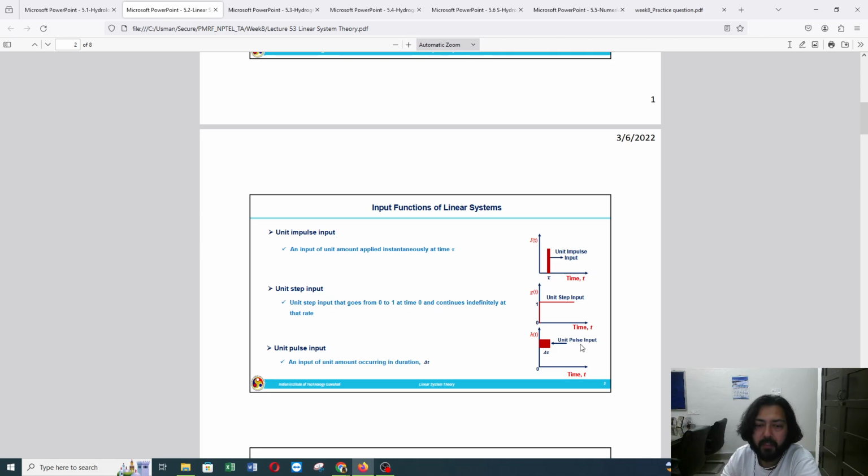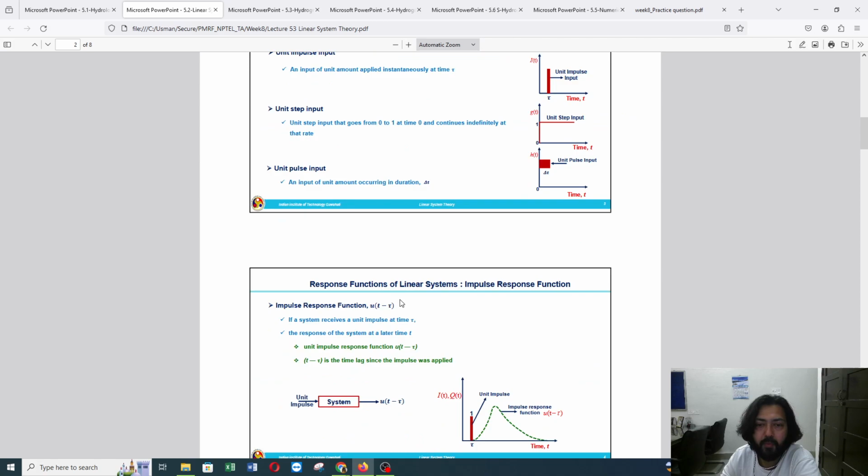So unit pulse is nothing but an input of unit amount which occurs over a defined period of time, that is delta t. Then we talked about the response function of a linear system. Considering the case of impulse input, we derived a generalized equation which is known as the convolution integral, and based on the convolution integral we derived the response function for unit step and unit pulse as well, right?